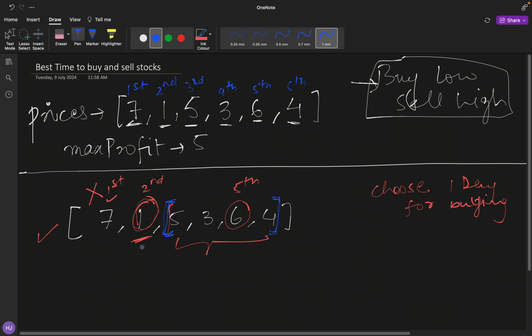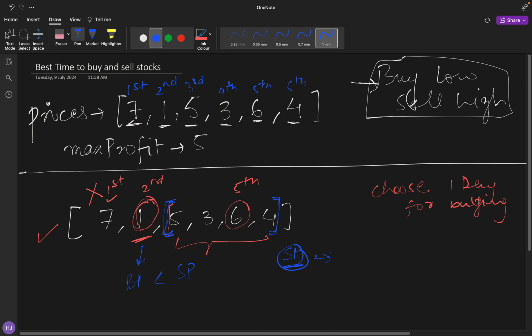So it means my buying price is always less than my selling price, and my selling price should be the maximum of all the elements that exist after my buying price. I think there is this much clarity after this statement: my selling price should be greater than my buying price, and we can't buy and sell the stock on the same day.